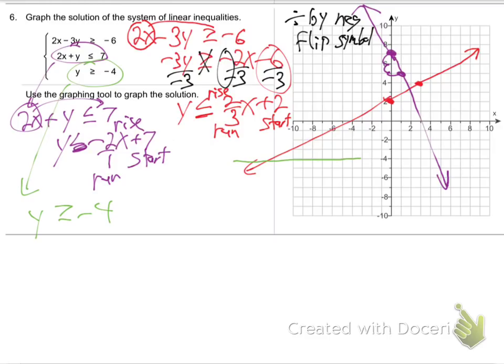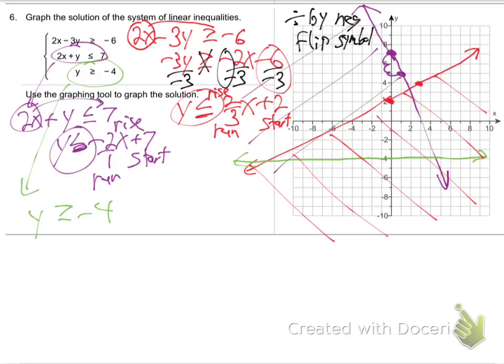Right there. Hits -4. And okay, let's do the 3 shadings now. So this one, the red one, is y less, so shade below the red line. The purple one is y less, so shade below the purple line. We're looking for where all 3 shadings overlap. I should have let that go a little further, I guess. Below the purple line. And finally the green one, y greater, above the green one.